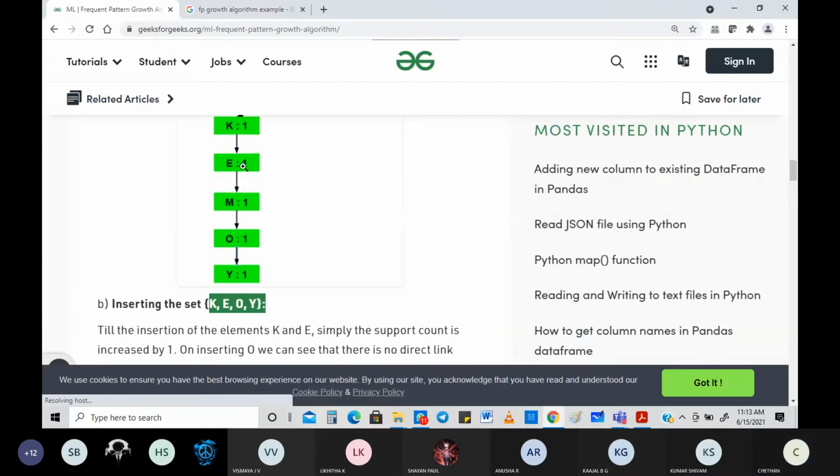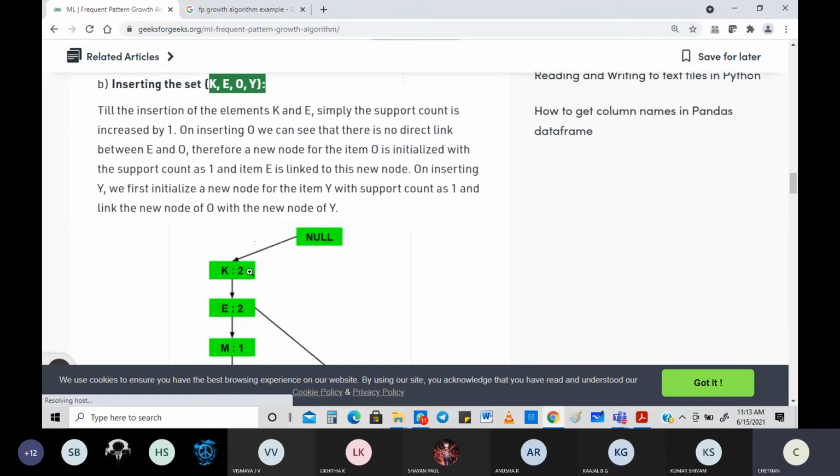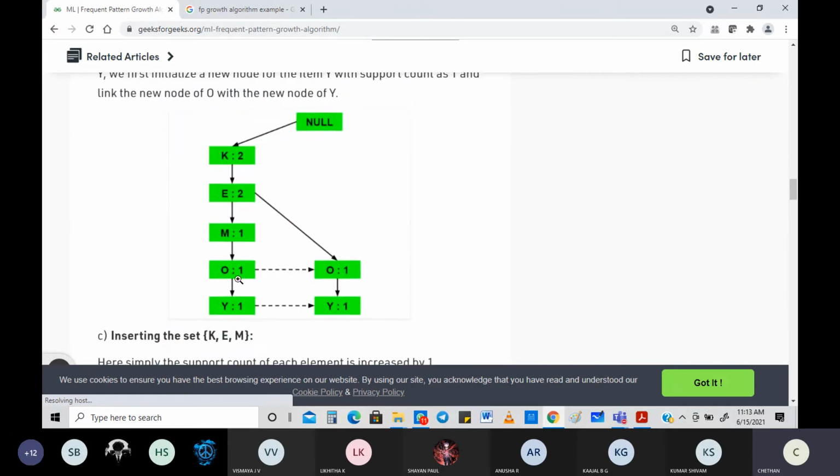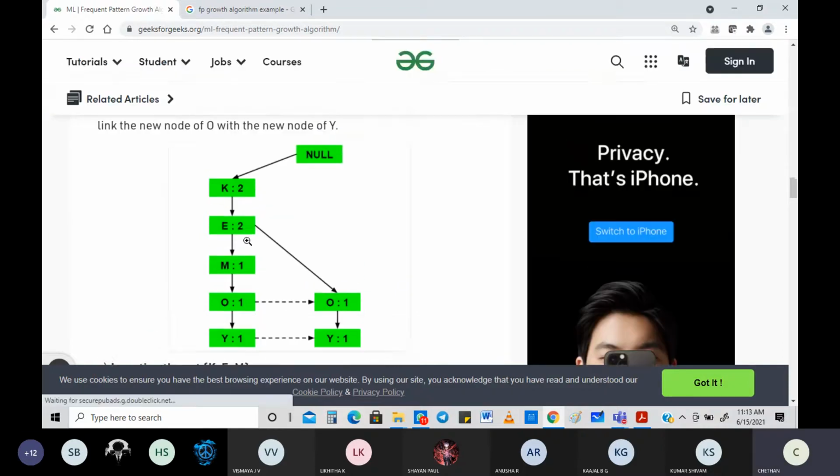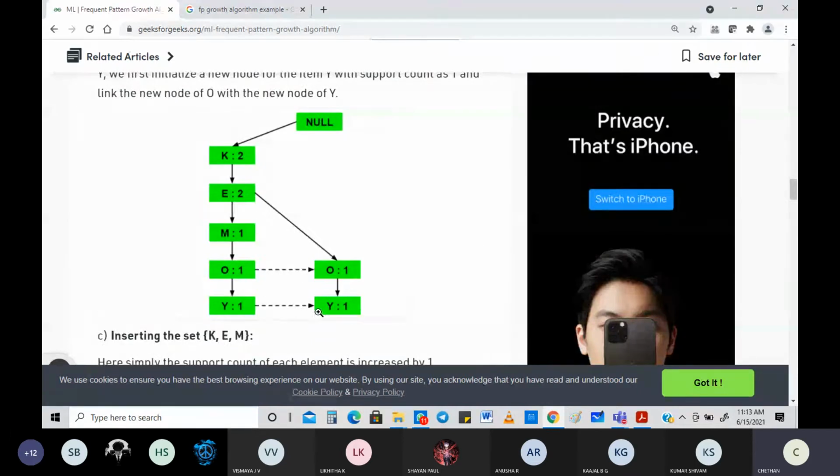Next, you have K and E, and this M is not there in this. So what needs to be done? Very simple. I need to create one more node for O, with the value of 1. Now you see the path K, E, O, and of course I need to go for Y also, so I will be creating one more Y. You can see the path now, the arrow written in dark letters: K, E, O, Y. The second part is also done without any problem.